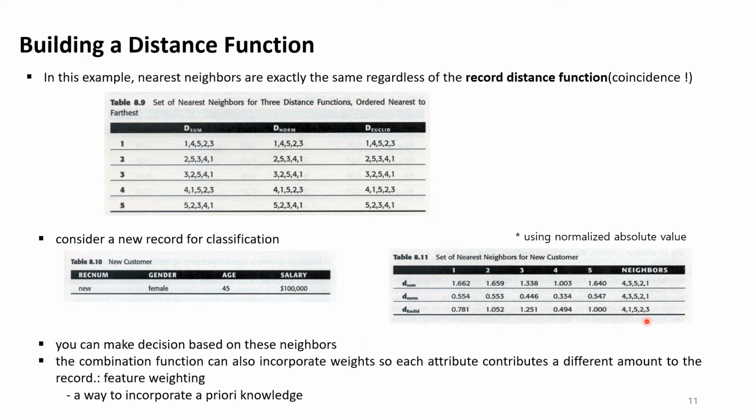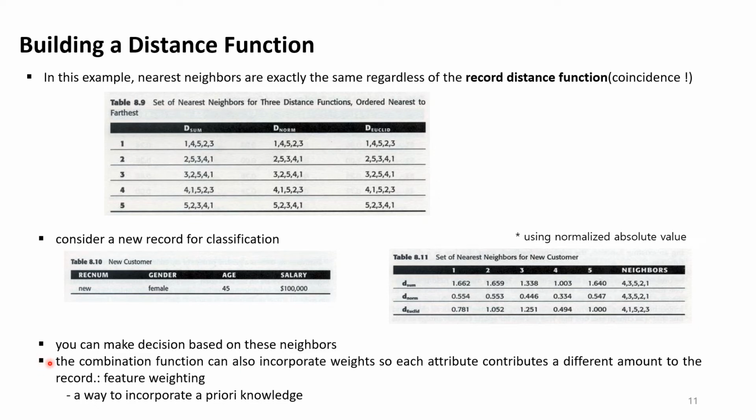So by using these neighbors, you can now make decisions based on them. You can choose, let's say, one neighbor or two neighbors or three neighbors, whatever. And then based on these neighbors, now you can make decisions.